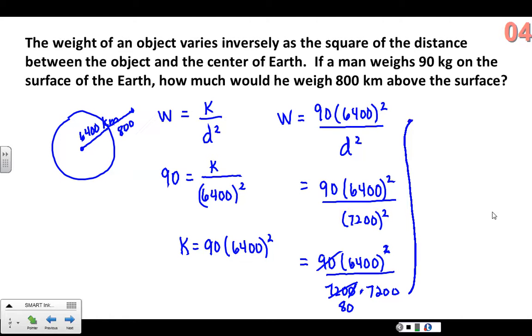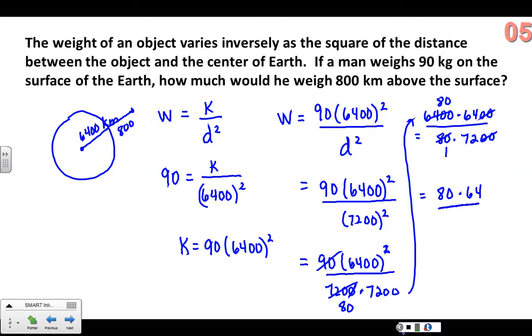That's going to reduce more. I like reducing this fraction. So that's 6,400 times 6,400 over 80 times 7,200. The 80 goes into 6,400 80 times. I know that 6,400 and 7,200 would both reduce by 100. So let's see if we can reduce any more. I've got 80 times 64 over 72, and I could reduce by 8. So 640 over 9 is as reduced as we can get on that. So that's approximately, if you wanted to just divide it out, 640 divided by 9, 71.1 kilograms.